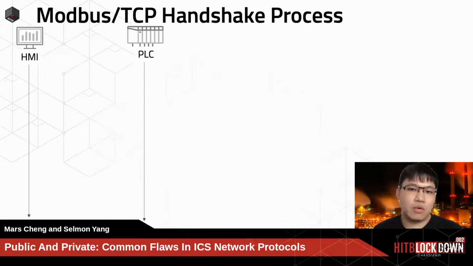Next we will analyze the handshake and the contents of 7 communication protocols, including 4 public and 3 private protocols. In this part, we will not talk about the content in too much detail because each protocol has its own features and there's not enough time. So we talk about the Modbus handshake between HMI and PLC.